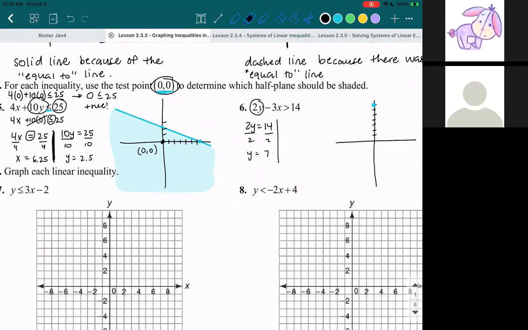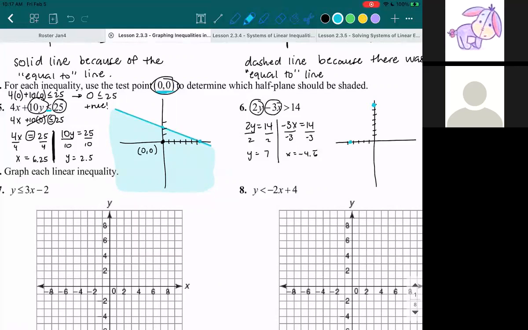Let's find our x-intercept. We have negative 3x equals 14. Divide by negative 3, divide by negative 3. And then that's going to give us, let's see, 14 divided by negative 3. X is equal to negative 4.6, repeating. Okay, so then 1, 2, 3, 4, 5, somewhere in between 4 and 5, we have that point. It does not need to be super accurate, okay?